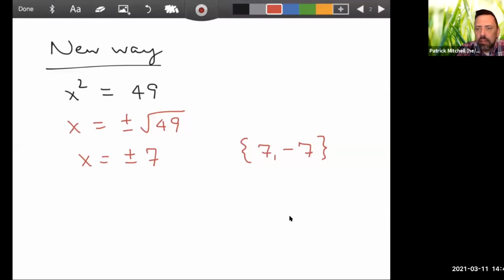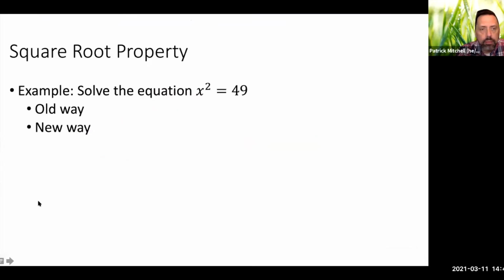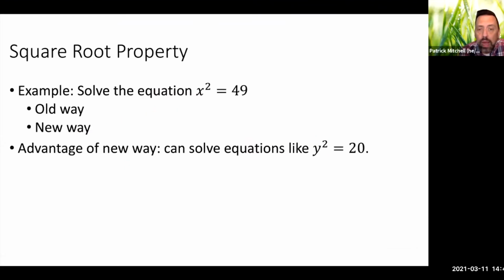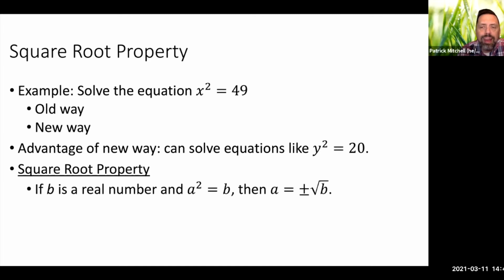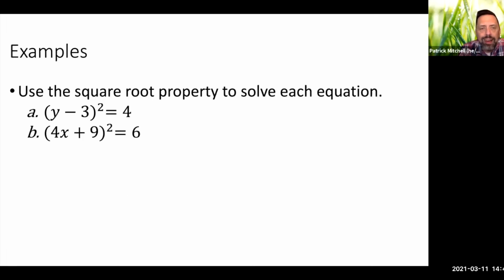All right, so let's make this official. Another advantage of doing it the new way is that you can use it to solve equations like y squared equals 20. That equation cannot be solved by factoring, at least not any kind of factoring that we talked about. So here's what the square root property says. If b is a real number and a squared is equal to b, then a has to be either the positive or negative square root of b. a has to be plus or minus square root of b. All right, so here are the examples that we're going to look at next. So let's go back to the tablet.